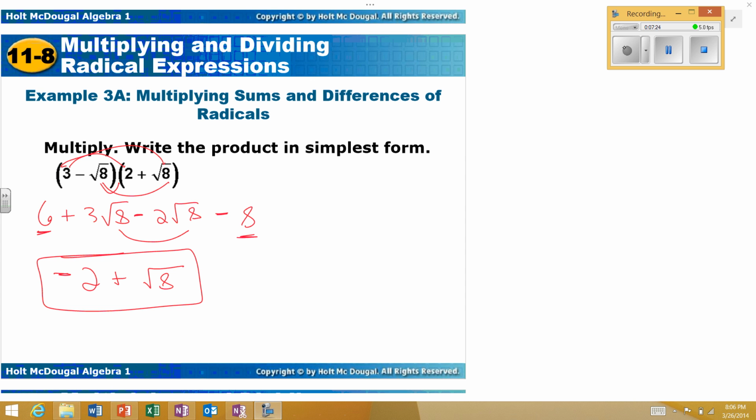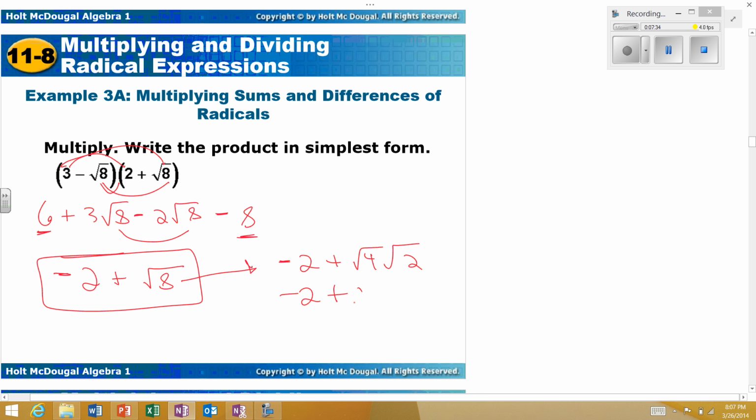Actually, though, we need to simplify this 8, so even though I said we were done, we're not. So we need to take negative 2 plus, this becomes radical 4 times radical 2. So I get negative 2 plus 2 radical 2. So just remember, you always want your answer to be in the most simplified form, okay? Because this 8 wasn't technically simplified.